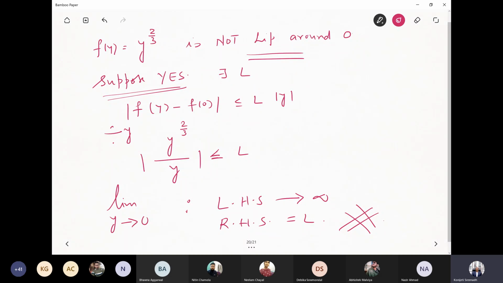Once we have this, we are saying that such a relation is not true in a neighborhood of 0. So take the limit y goes to 0. If you take y goes to 0, the left hand side goes to infinity, whereas the right hand side is still L. So that is a contradiction. That's why this relation doesn't hold in the neighborhood of 0.